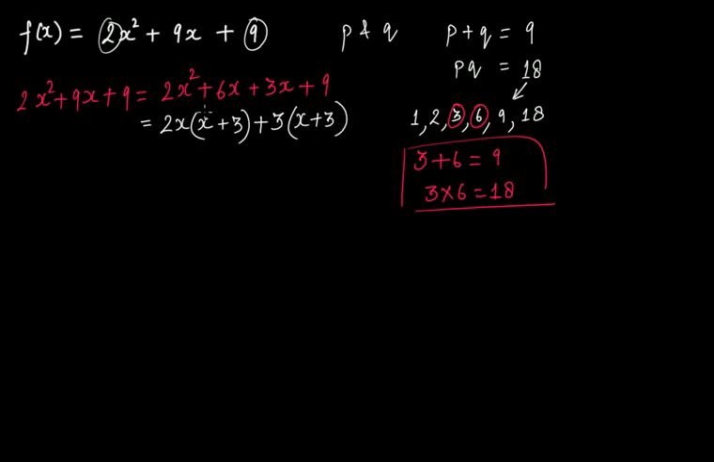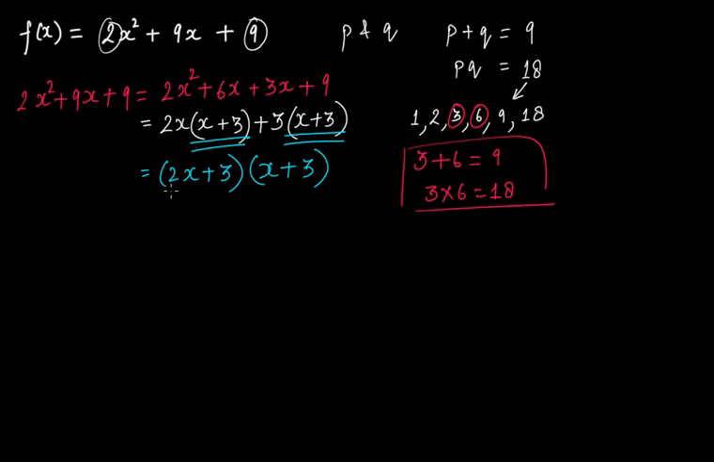Now we have again two terms. One term is 2x multiplied by x plus 3, and we have 3 multiplied by x plus 3. Again x plus 3 is common in both these terms. Using the distributive property, that is, in layman terms, we take it out common, so you are left with 2x plus 3 multiplied by x plus 3. This x plus 3 is the common factor.